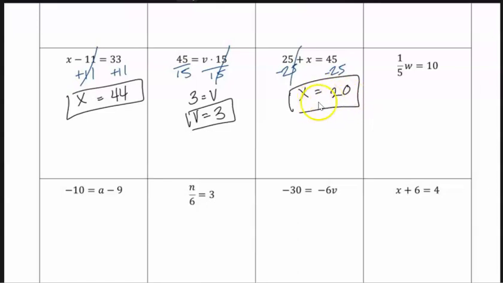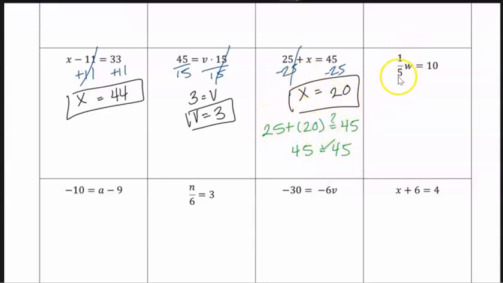Now, if you're ever unsure about your answers, you can always check your answer. So if I know x equals 20, if I plug it back into my equation, I can check to see if it gives me the correct thing. So if I do 25 plus the 20 that I found, does that give me 45? Well, 25 plus 20 is 45. Since both sides of the equal sign are equal, that's true. So you can always check your answers when you're solving for x. Just plug the x that you found back into the original equation.